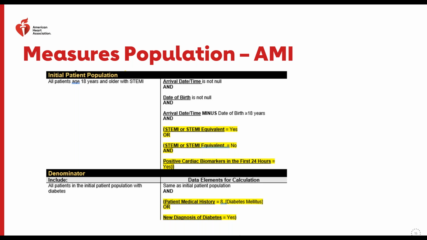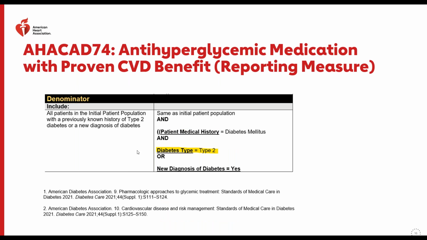And then we'll be including patients with either a medical history of diabetes or diabetes that was newly prescribed during this admission. So this is the patient population for those 7 measures in the composite, and it does differ slightly for that reporting measure for the antihyperglycemic medication. And on the next screen, you'll see how the population differs slightly. We'll continue to include both STEMI and NSTEMI, but this measure is specific to patients only with type 2 diabetes. And remember, that was specified as an option in the patient medical history.